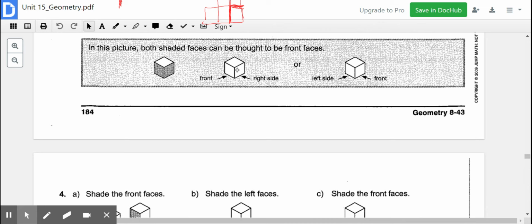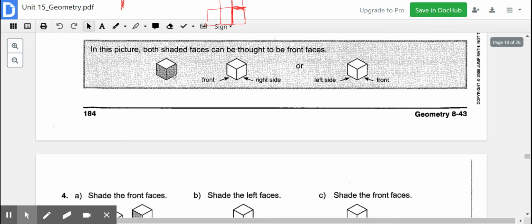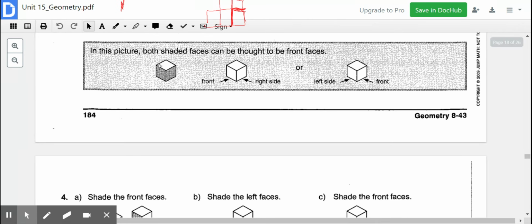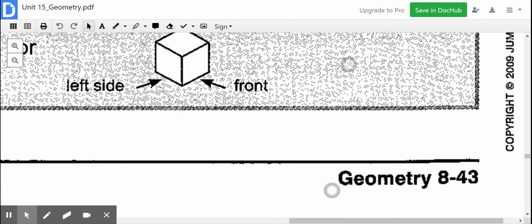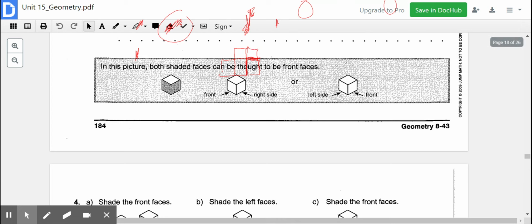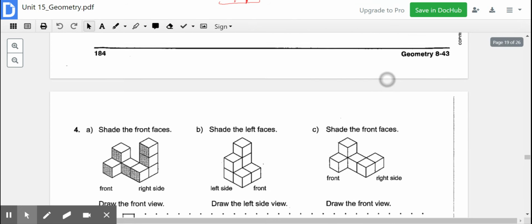Let's check out this gray box here. In this picture, both shaded faces can be seen throughout, or can be thought to be front faces. So if I take a look at this one here, this could be the front or this could be the front, right? So if this is the front, then this is the right side. Or if this side is considered to be the front, right here, then this side becomes the left side. Whoa, zoomed in too far. Okay, let's scroll on.